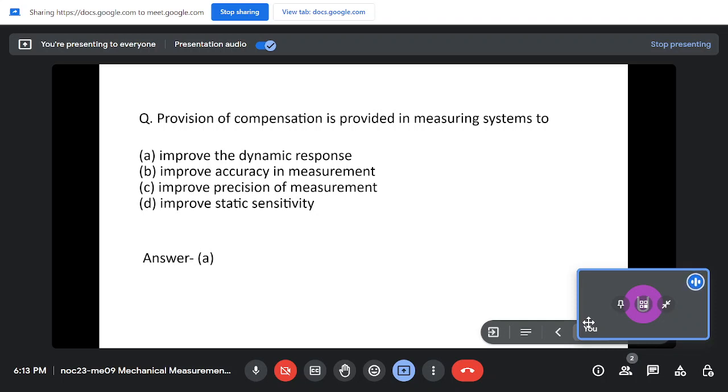I hope you remember in class where, for a system, it was shown how the time constant varies and how the static sensitivity is reduced, to take into account a better time constant. So in this case, to improve the dynamic response of the system, we use a compensation.